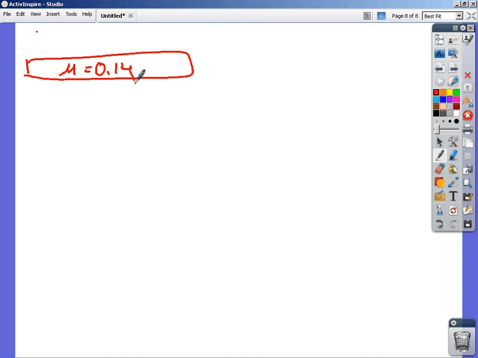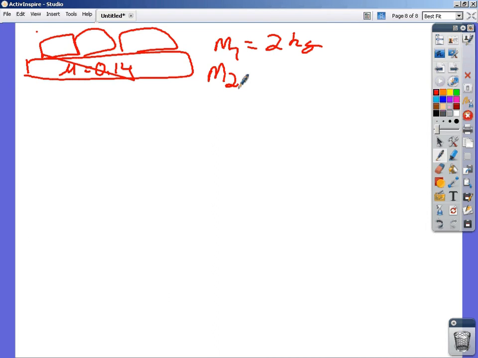Okay, and then you have 3 blocks, and those all have different masses. So I kind of did this to the side. I said the mass of block 1 is 2 kilograms. The mass of block 2 is, in mine, 1.8 kilograms. And the mass of block 3 is 6.4. All our numbers are going to be different, but the process should be the same.